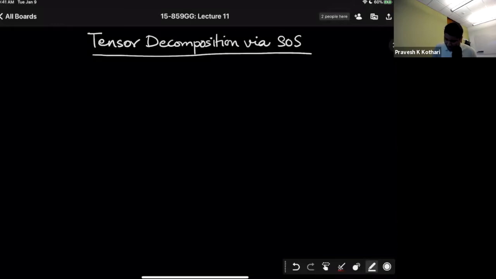First things first, what's this whole problem about? So we're going to talk about this tensor decomposition problem today. In particular, a tensor for us would be an object of the following form: sum over i of a_i tensor b_i tensor c_i. Let's say this is an object.